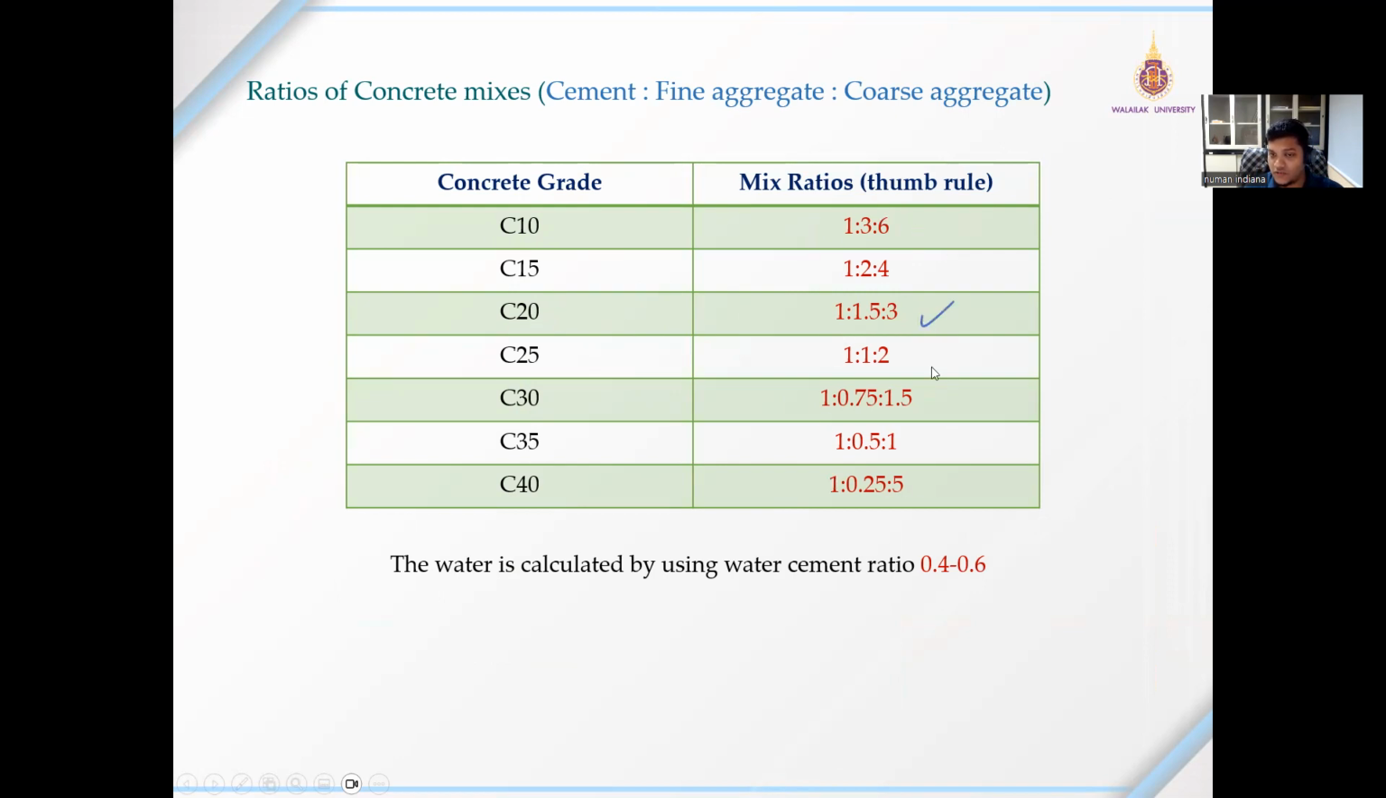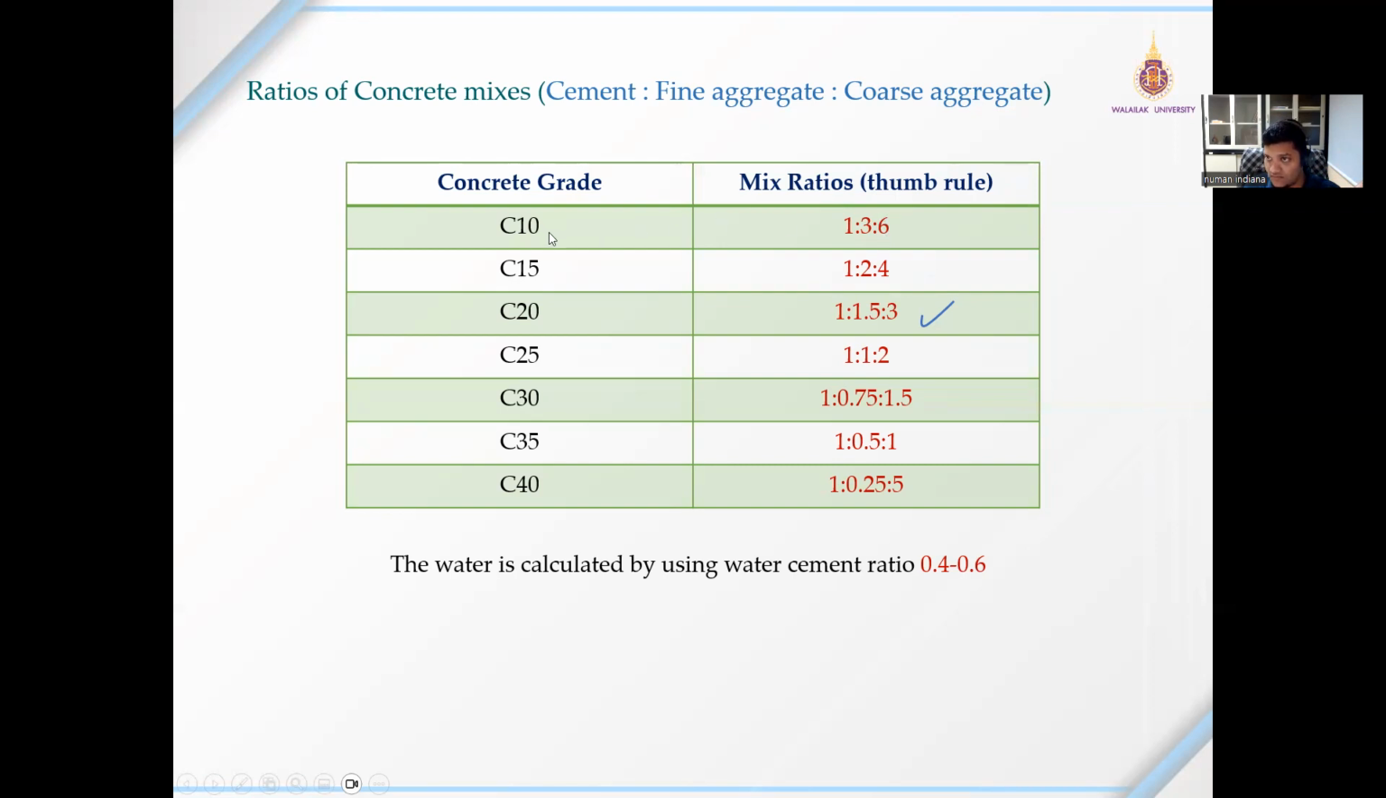And these are the ratios which you have to memorize. These are a thumb rule to keep in mind for concrete mix design. For C10, it is 1:3:6. I will tell you in the next slide what this means. For C15, it is 1:2:4. Basically, it starts with 1, then the second number you have to remember, and the third number is just double, twice that number.